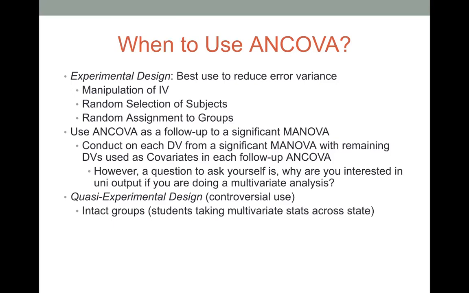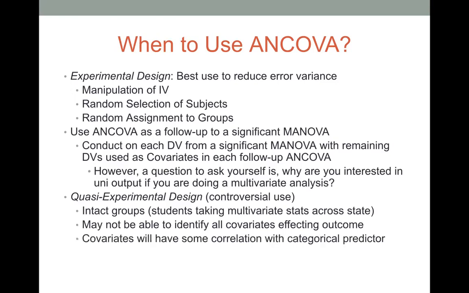Intact groups, because students are intact. That is why it is quasi. There's no random assignment. Students taking multivariate stats across states may not be able to identify all covariates affecting the outcome. Covariates will have some correlation with the categorical predictor.